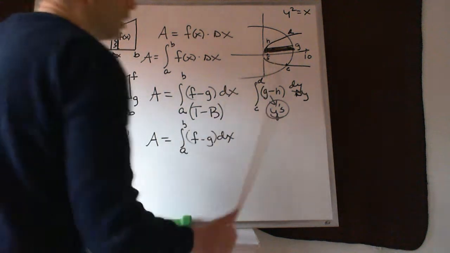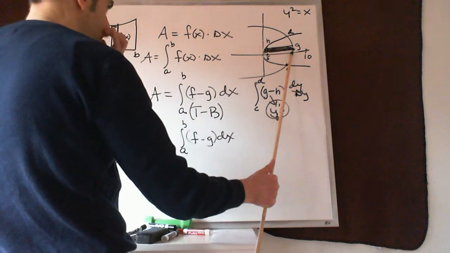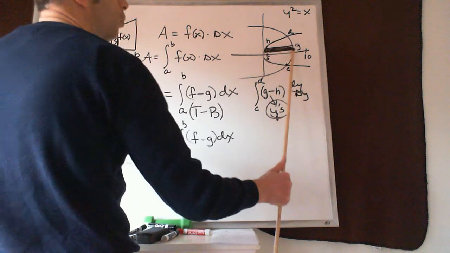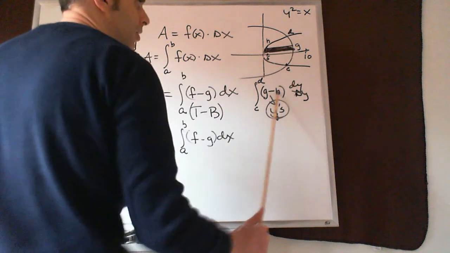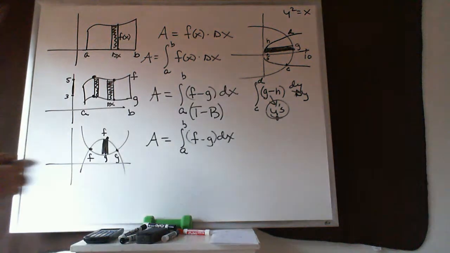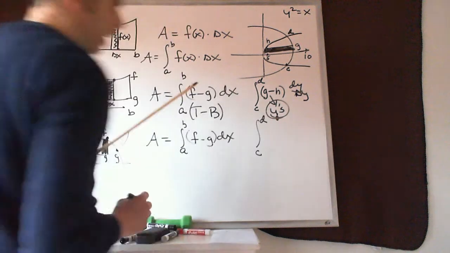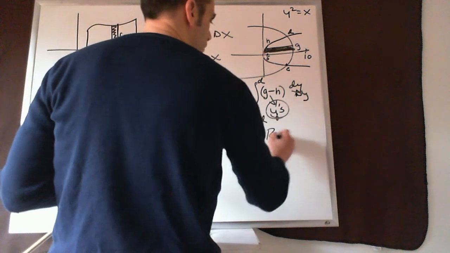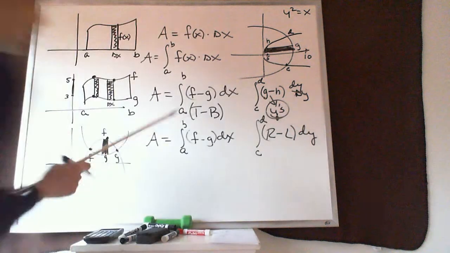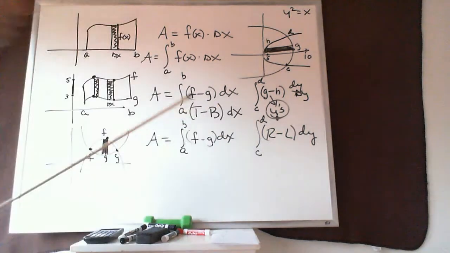Over here, it's going to be in terms of y's because it's the difference in the x's, which are really functions of y's. So the bottom line is, when you draw your rectangle horizontally, the integrand will always be a right function minus the left function, dy. And over here, when we draw them vertically, it will always be the top minus the bottom.